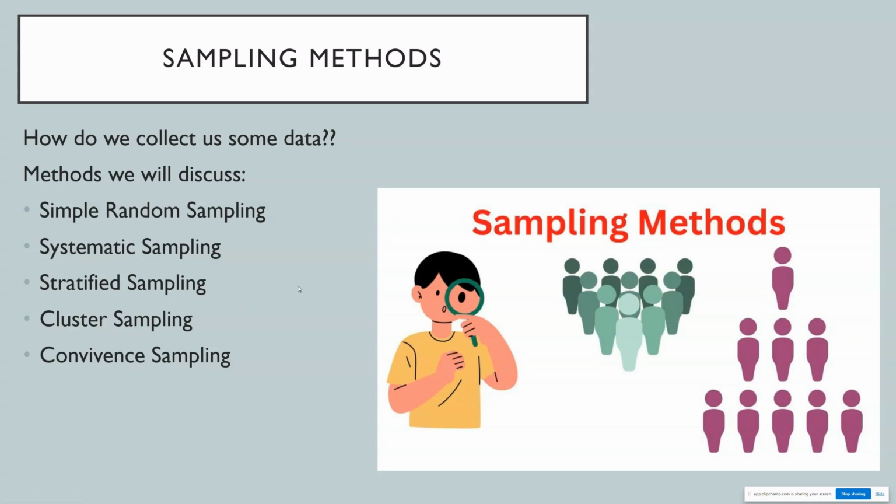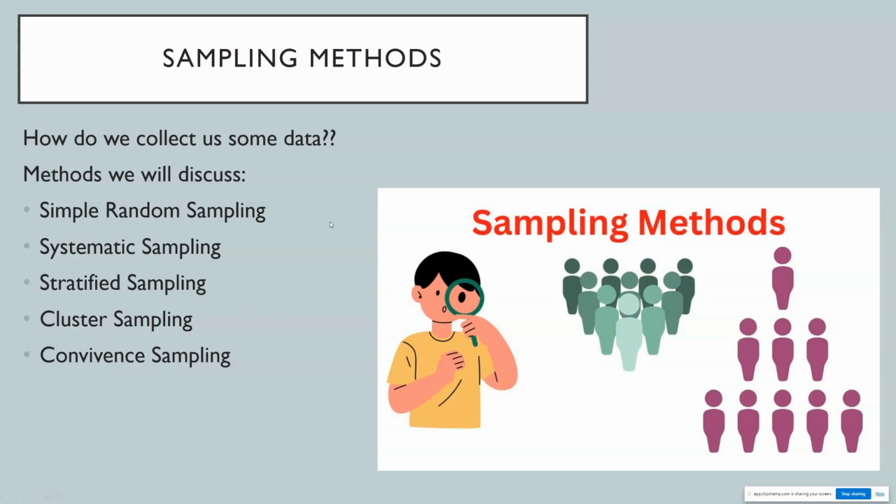In this quick review, we want to talk about the main sampling methods you'll discuss in your class. Basically, it's this: how do we collect some data? In the previous quick review, we talked about how you could collect a random sample to estimate the value of a population parameter. So what we want to do here is discuss the following methods: simple random sampling, systematic sampling, stratified sampling, cluster sampling, and convenience sampling.